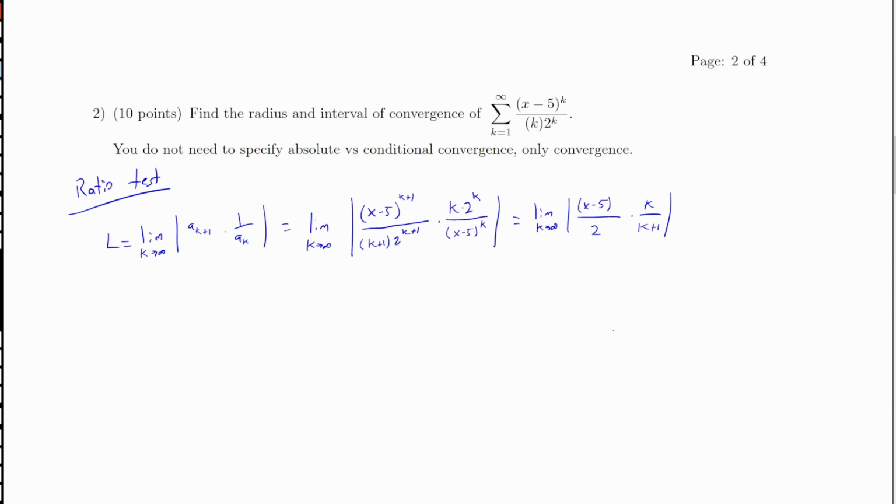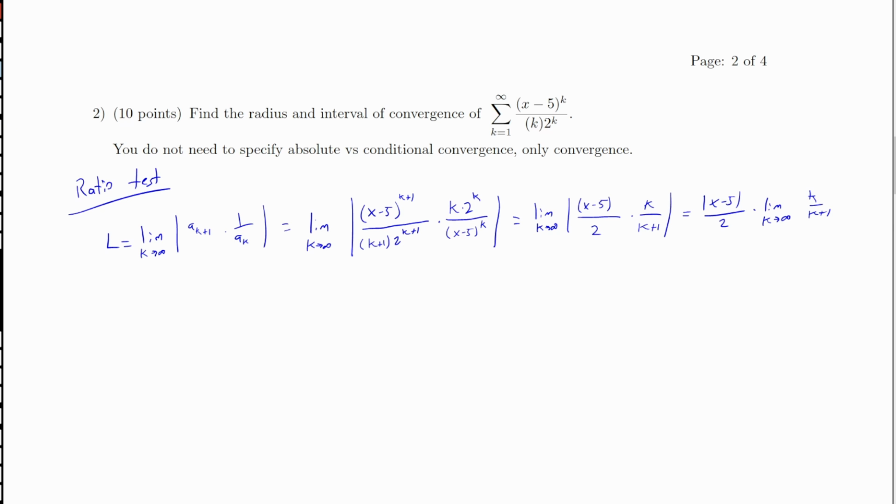All right, now the absolute values, the only thing that could possibly be negative is the x minus 5. So everything else can get pulled out of the absolute value. And for the limit, only the k's have a limit on there. So we can write this as the absolute value of x minus 5 over 2, which is constant relative to the limit, and then the limit as k goes to infinity of k over k plus 1.